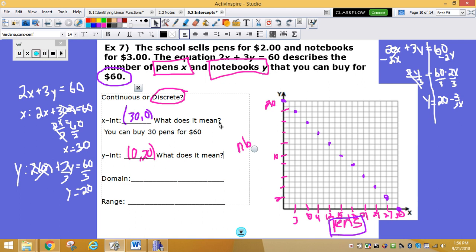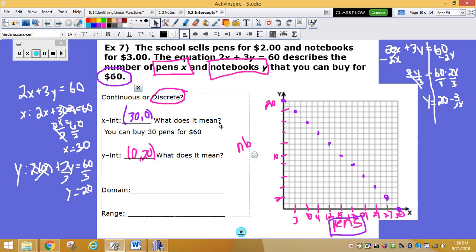So now that I did that one, see if you can figure out the y-intercept. Okay, hopefully you put something like, you can buy 20 notebooks for $60.